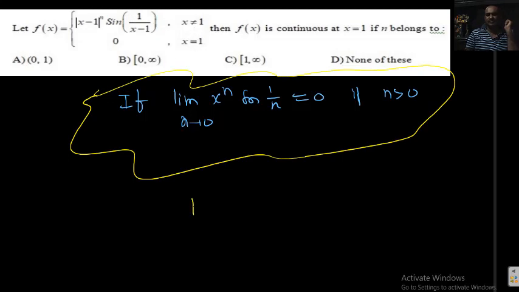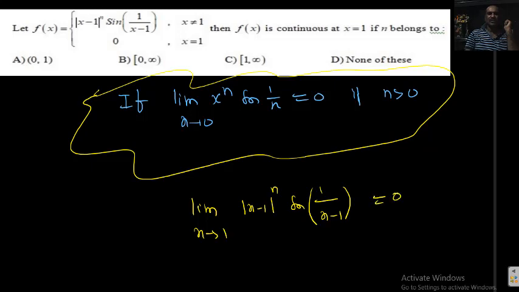The limiting value of mod x minus 1 power n into sine of 1 by x minus 1, as x tends to 1, should be 0, then only it is continuous at the particular point 1. Actually this is oscillating between minus 1 to 1, so tending to 0 means this value should be 0. When this happens, again I can say n is greater than 0.